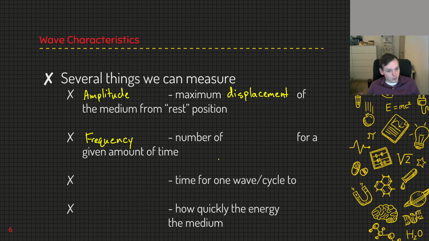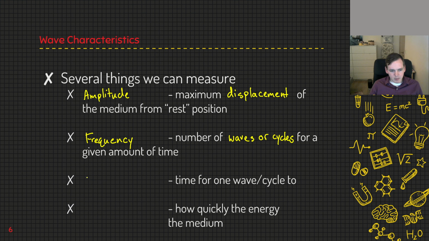And this is how frequent the waves are, or another way of thinking about it is the number of waves or cycles for a given amount of time. So in 5 seconds, how many waves go by? Or in 5 seconds, how many times does this go through a complete cycle?